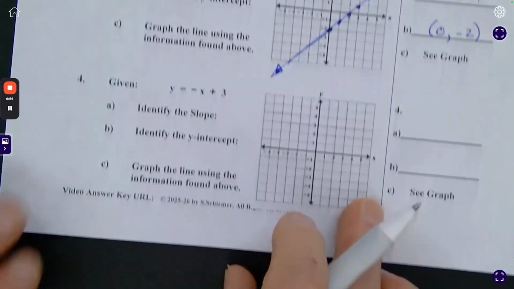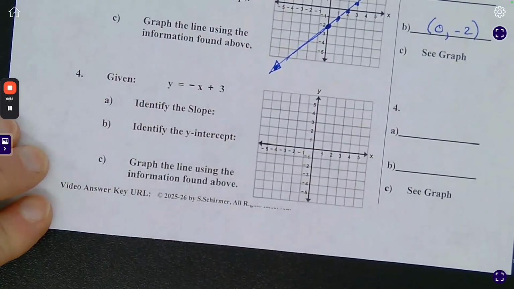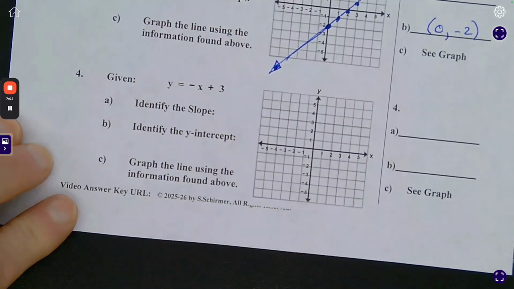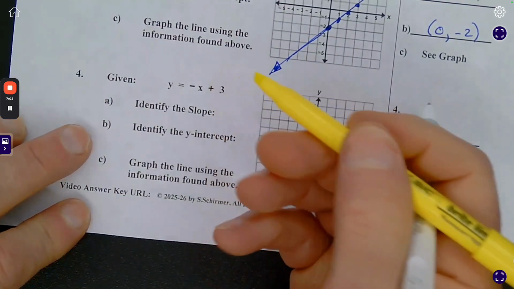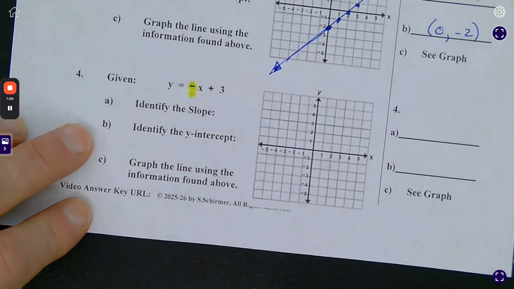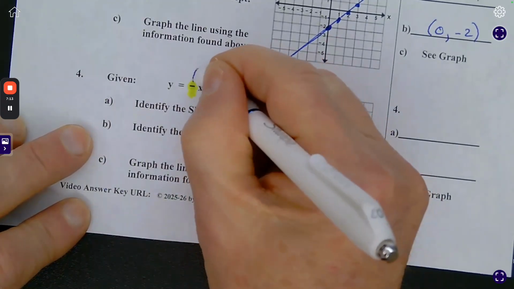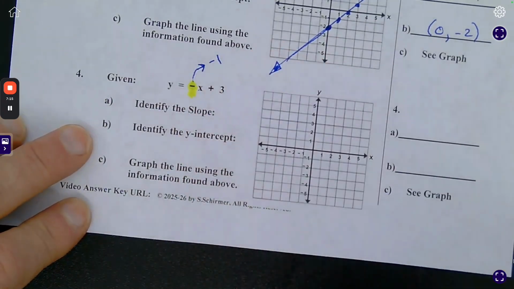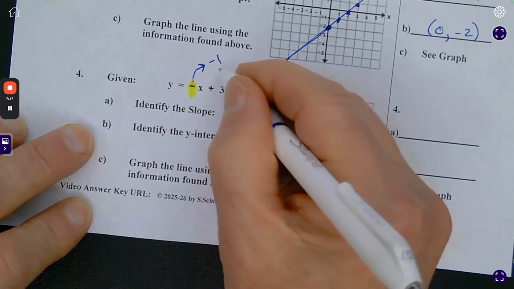All right, let's do it again. Oh, they got tricky again. But we can do this. Okay, so let's identify the slope. It's the number in front of x. It's just a negative. Well, what number is just a negative when it's the coefficient? Negative 1. How do I make negative 1 a fraction? Over 1. Very good.